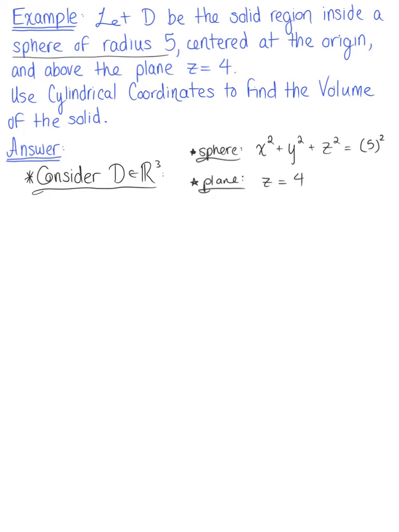So let's take a moment and think about this graphically. I'm going to start simply by thinking about a two-dimensional interpretation of these three-dimensional surfaces. So we have a sphere centered at the origin with a radius of 5. But this sphere is being cut off by the plane at z is equal to 4. So looking at our two-dimensional interpretation of this three-dimensional region, we can see the bounded solid region.